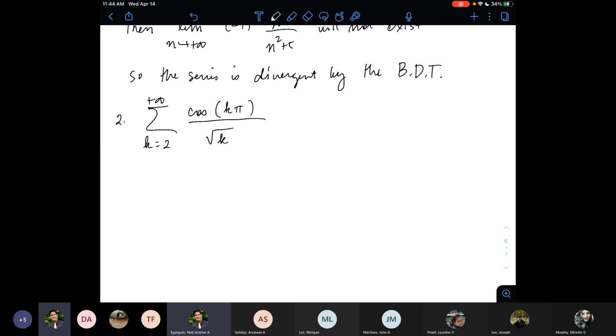Now it's not obvious that this is an alternating series, right? But it is an alternating series because cosine of k pi is what?